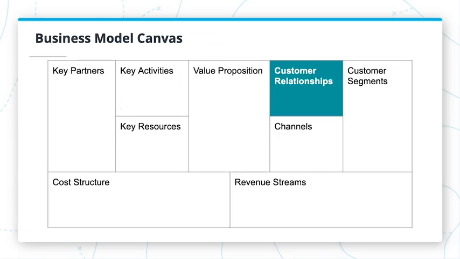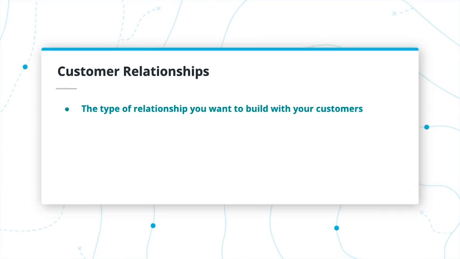The next component is customer relationships. Think of this as how you are going to build a relationship with your customer, including through interactions in the product. You'll want to make sure to think about building relationships with both the person using the product and the person who purchases the product. This is often the same for consumer products, but can vary for enterprise products.